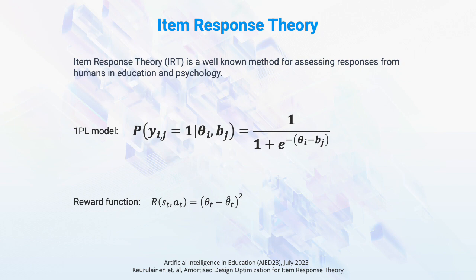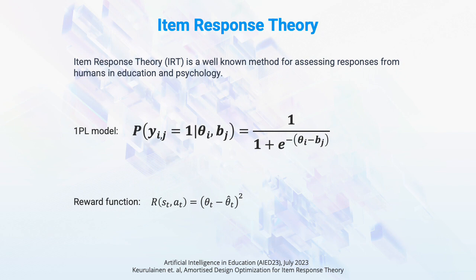We use the 1PL model, which gives the probability that the student I gives a correct answer for the item J. Here, Y is Bernoulli distributed outcome and theta I is the ability of the student I. The task is to infer the parameters theta and B from the observations, meaning from the outcomes of the tests.